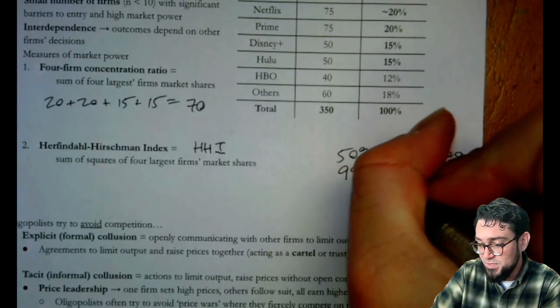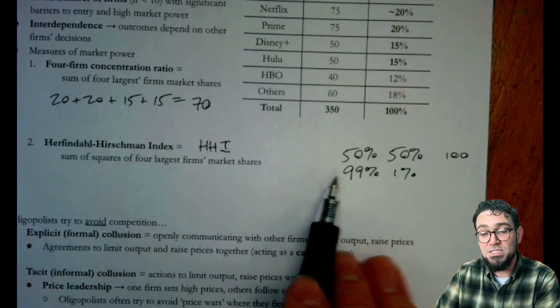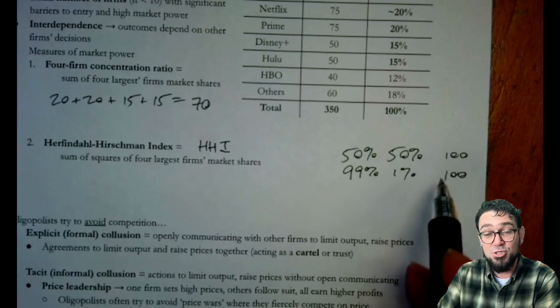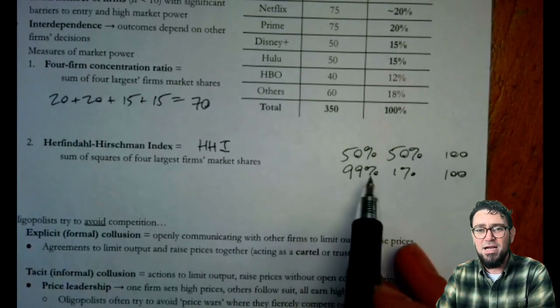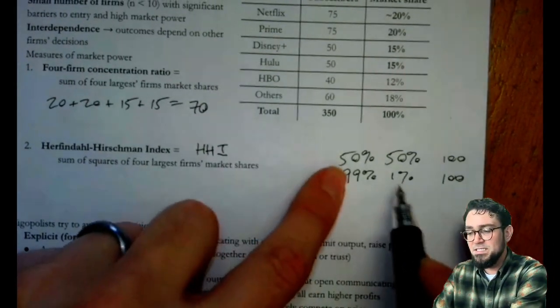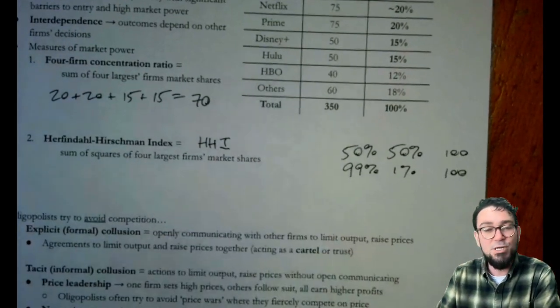But there'd be no way of telling the difference between that and a market where one is 99% of the market and the other has 1%. It still ends up being the same 4-firm concentration ratio. So we would know it's really concentrated, but obviously there's a big difference between the first scenario where they're equal players and the second scenario where one clearly dominates the other. And that's why the Herfindahl-Hirschman index is useful.